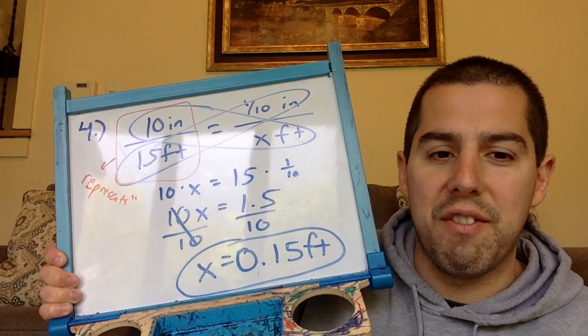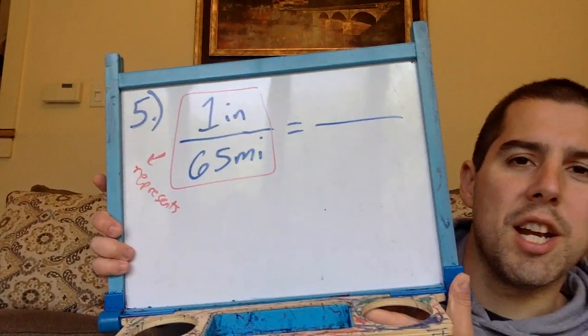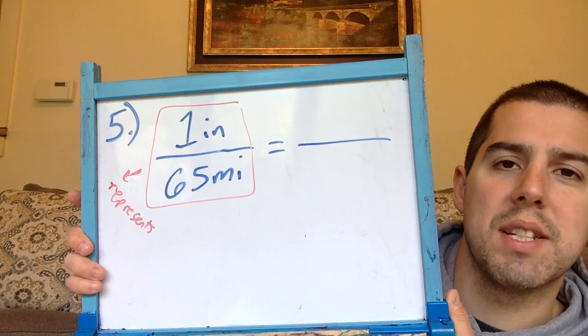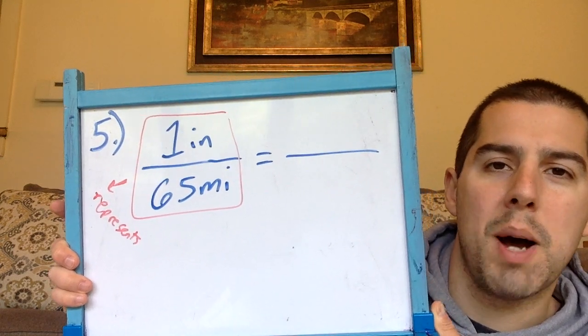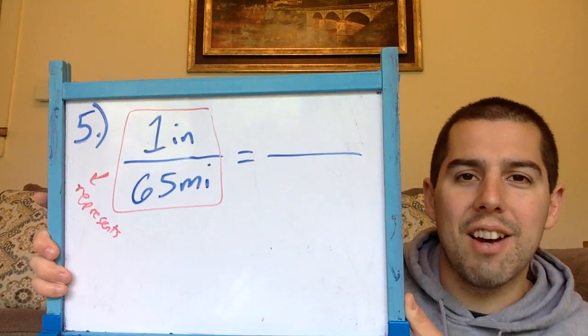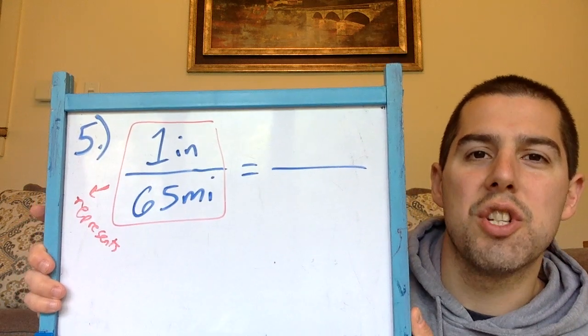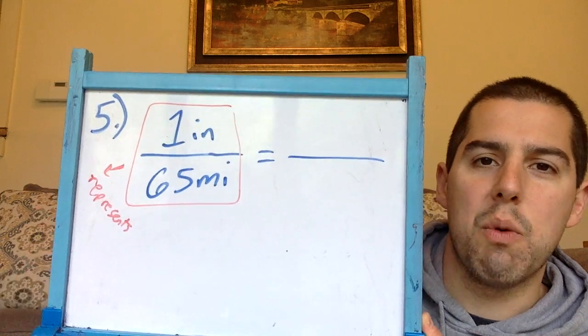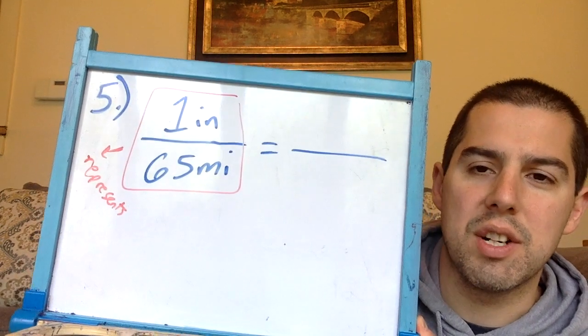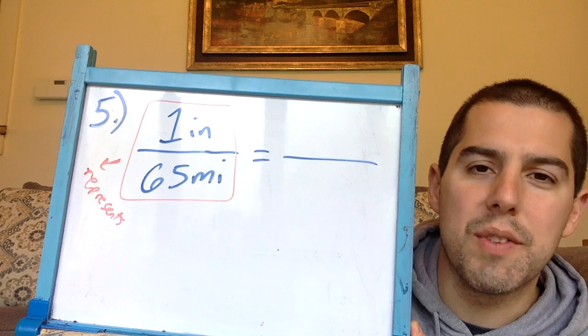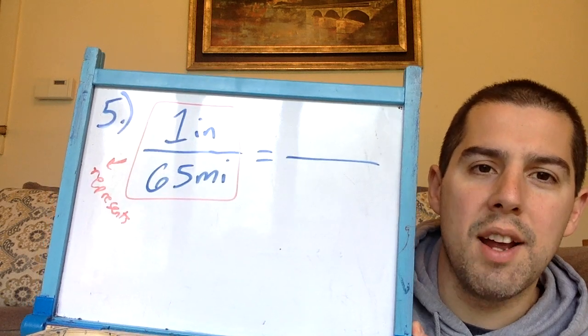Let's take a look at number 5. Right off the bat, number 5 says if 1 inch represents 65 miles. So boom, I'm stopping right there. That's my scale. I have it. 1 inch represents 65 miles. So that's the first fraction. Now we're trying to figure out the second fraction. Even before I look at the rest of the problem, what's something that I know?